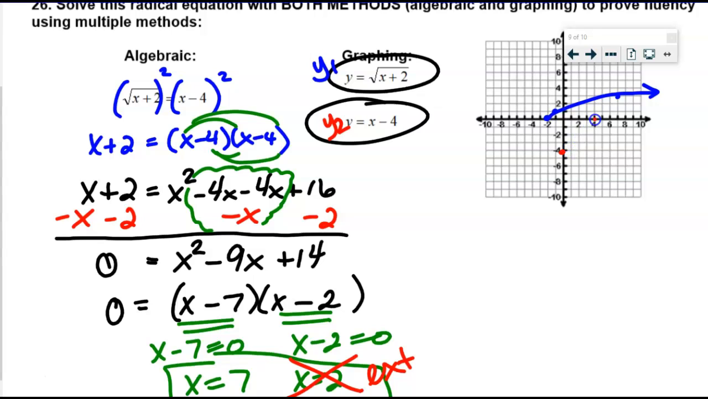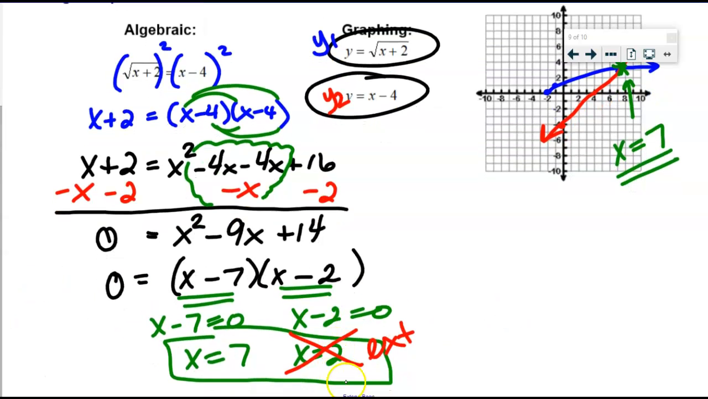You're going to use your calculator, guys. Don't panic, because it's going to look way better than what I just did. You're going to notice there's only one intersection point at x equals 7. So that is another way for you to check that this x equals 2 doesn't work. At x equals 2, you don't see an intersection of those two functions. And that's why it's extraneous graphically.